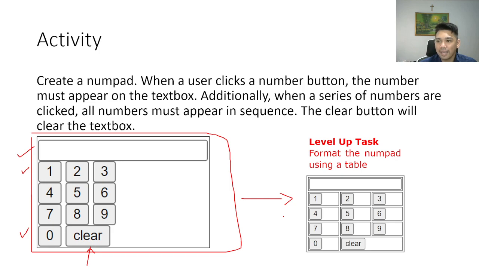So again, another task is when the user clicks a number button, the number must appear on the text box. And additionally, when a series of numbers are clicked, all numbers will appear in sequence. And then when you press the clear button, the text box must be cleared. Meaning, no value on the text box.